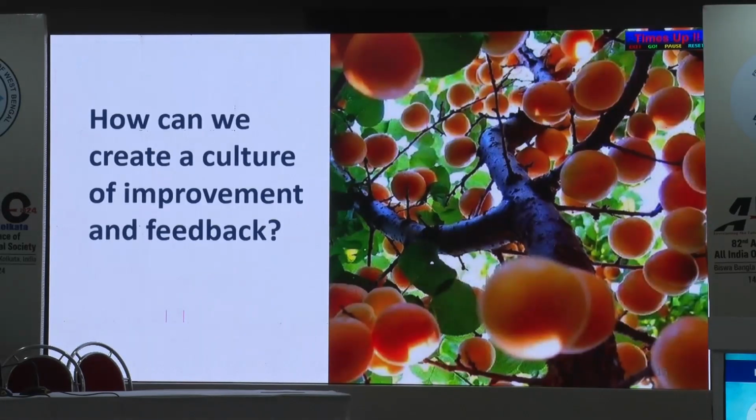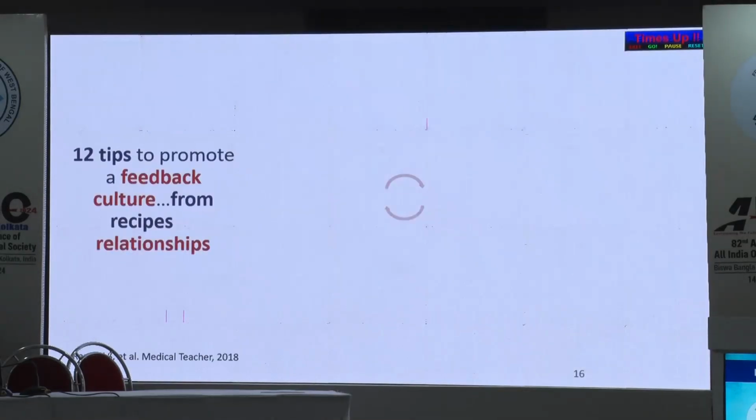How can we create a culture of improvement and feedback? 12 tips.